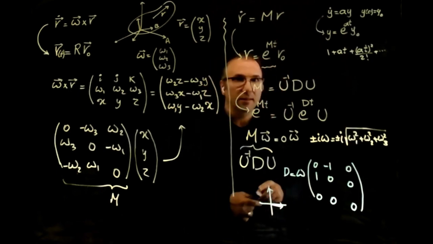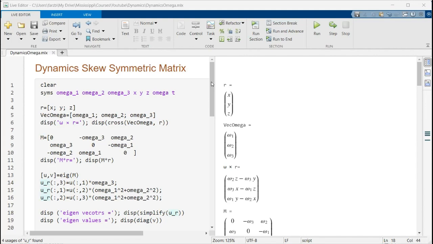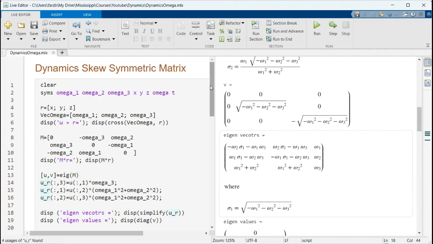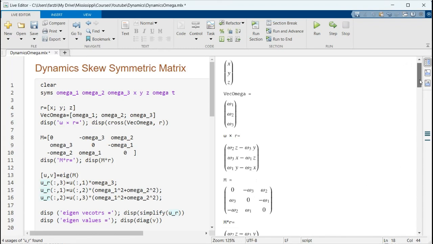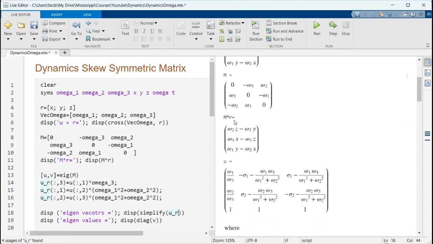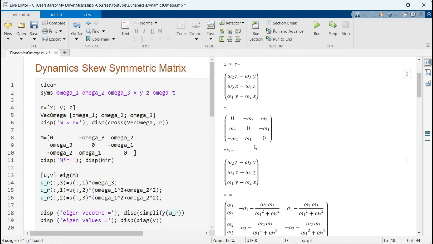All right, let's do that in MATLAB. This is a MATLAB live script, version 2023a. We define symbolic omega and symbolic R. So vector omega cross R would be this. Based on that omega, we make an antisymmetric matrix this way, like the one that we did on the glass board, and then M times R would be the same as omega cross R.